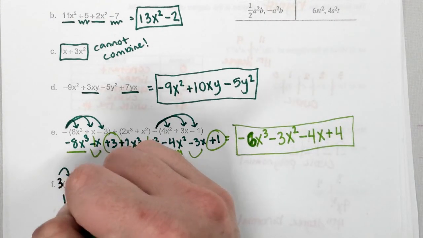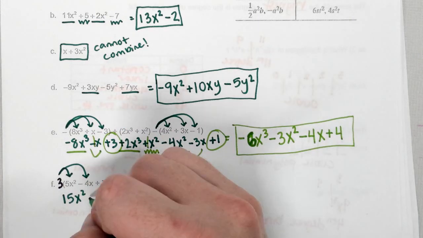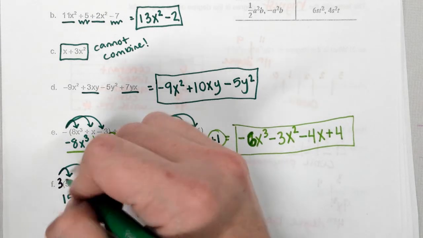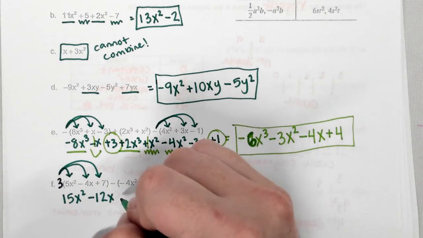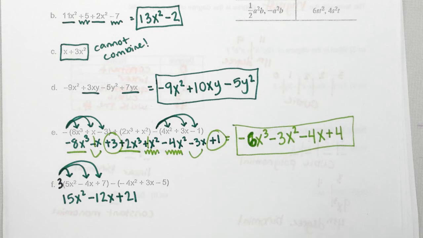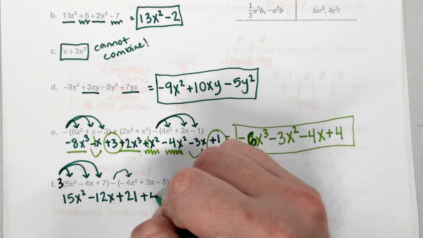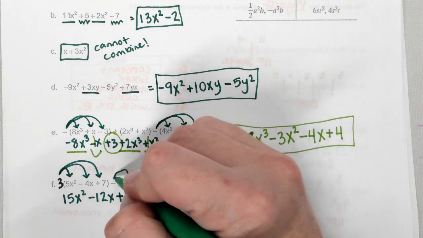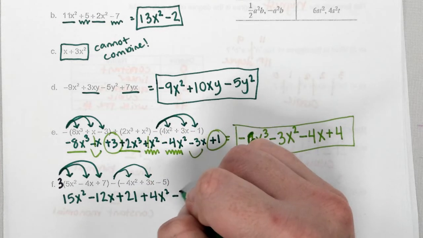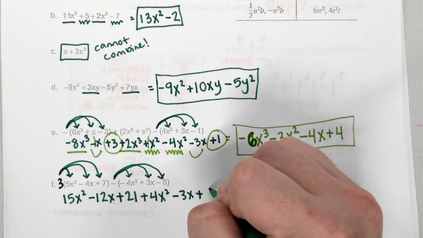15x squared. 3 times negative 4x, and then 3 times 7. Now my second set, do I need that set of parentheses? Yes, because I have that negative in front. I have to distribute. Two negatives makes a positive. Negative times a positive makes a negative. And then a negative makes a positive.